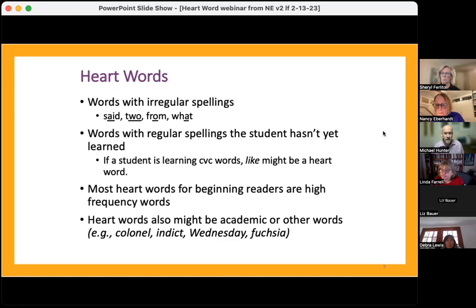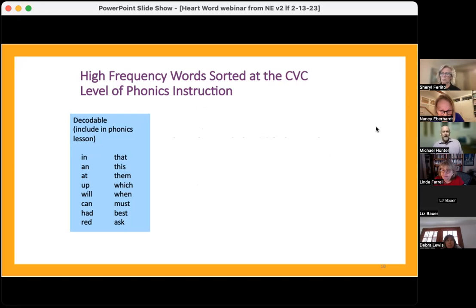Oops. Okay. So here's another way to look at what we were just talking about, thinking about heart words as high frequency words transitioning possibly. We're going to have some words that will be decodable from the very beginning of phonics. They're always decodable and they don't need to be heart words. So these are high frequency words that are decodable. The first list would be decodable in kinder. If we add digraphs and blends in first grade, they're going to be decodable in first grade.